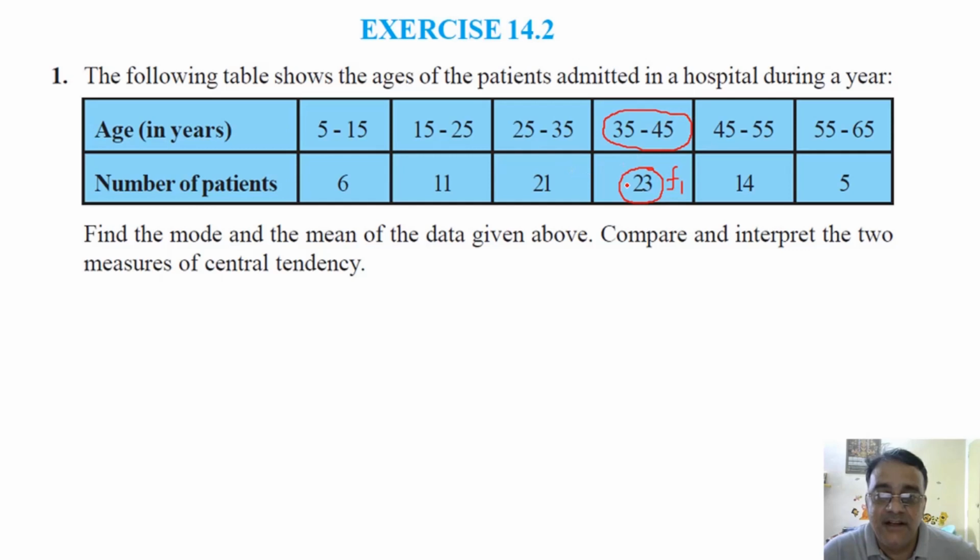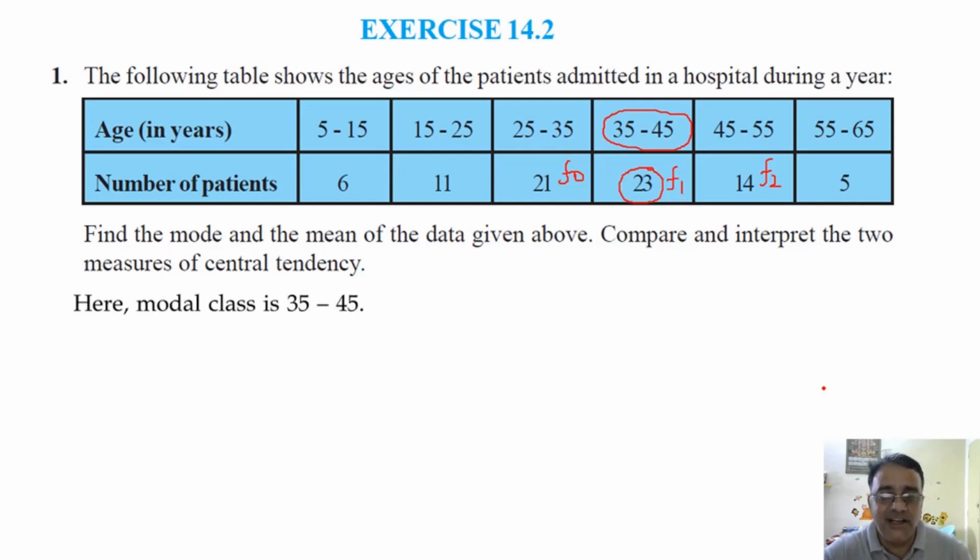Okay. And the frequency before F1 is F0. The frequency after F1 is F2. And what is the class size of all the class intervals? 10. So what is the value of L? 35. So we have all the values.